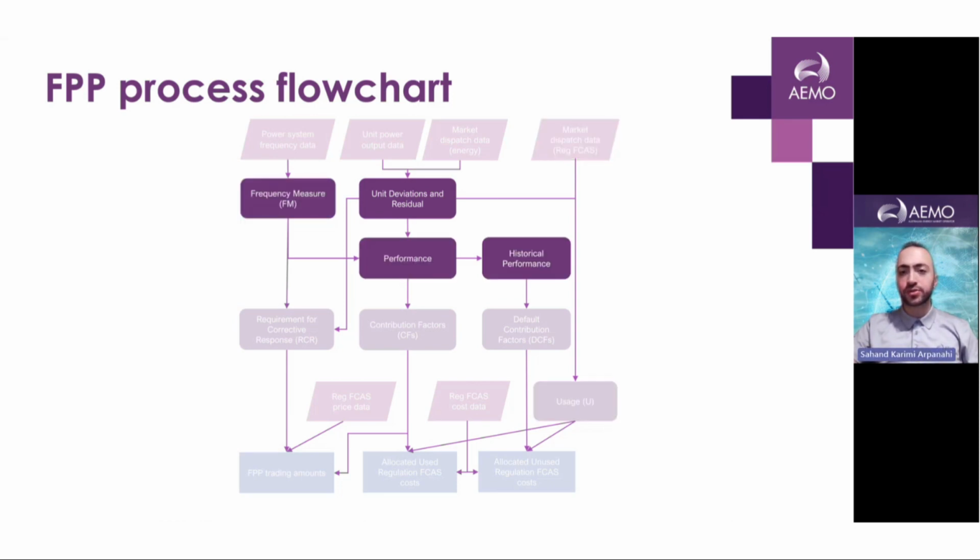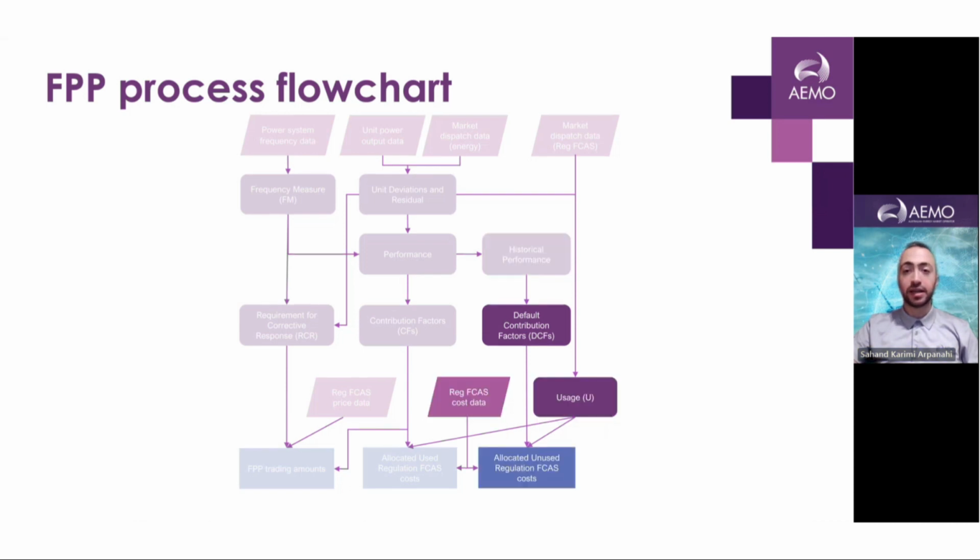To allocate the unused regulation FCAS costs, we first need to calculate the historical performance of units. To do that, every week we use all performance values of each unit calculated within the past week to determine its historical performance. We then use those historical performances to calculate default contribution factors, or DCFs, for those units. These default contribution factors are then used to allocate the unused part of regulation FCAS costs to market participants.